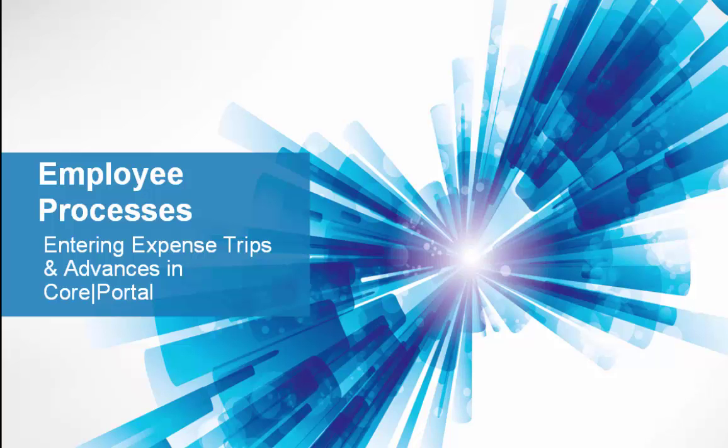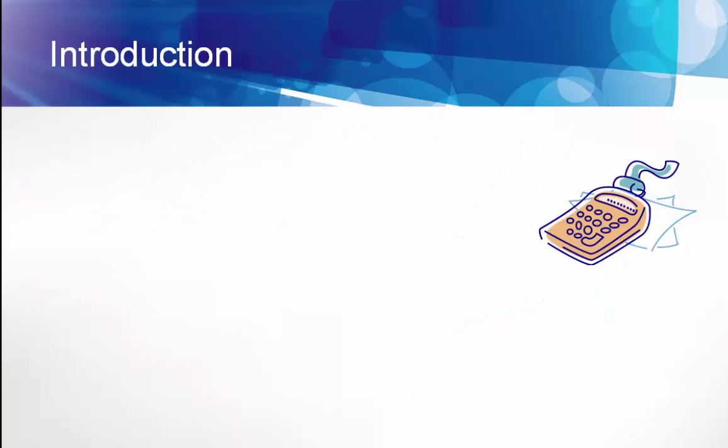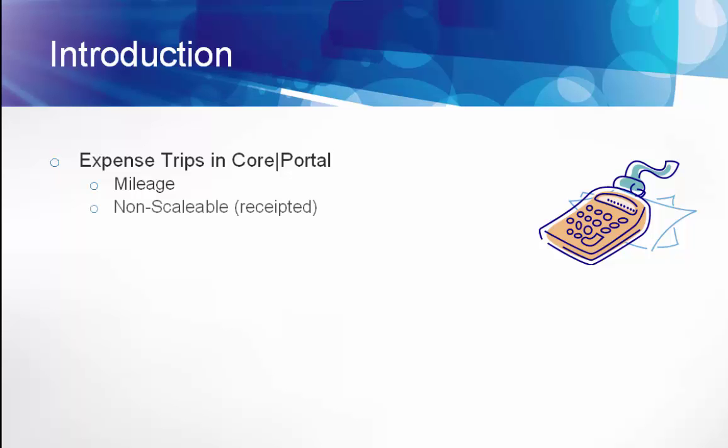Employee processes, entering expense trips and advances in Core Portal. Introduction. In this lesson, we will look at how to enter expense trips in Core Portal. We'll look at the three types of expense types when doing so: mileage, non-scalable or receipted, and scalable. Additionally, we'll look at how to enter advances in Core Portal.